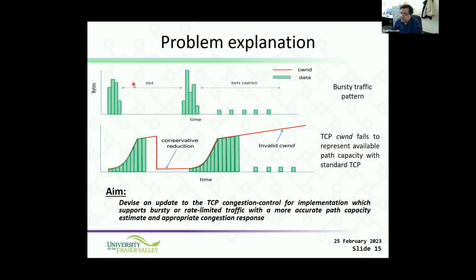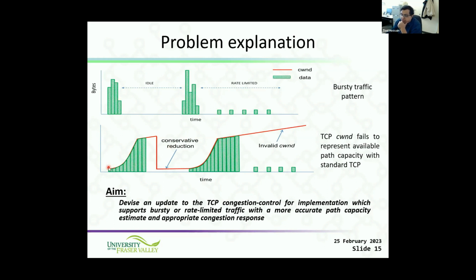There is no data to send. And then again, there are some bursts. Then again, there is no data to send, or there is a very limited, slow speed of data to send. So this is what the bursty traffic pattern looks like. And we have already seen that most of the HTTP traffic is actually bursty. So what happens to the congestion window?